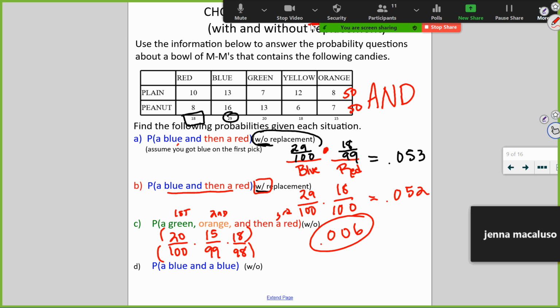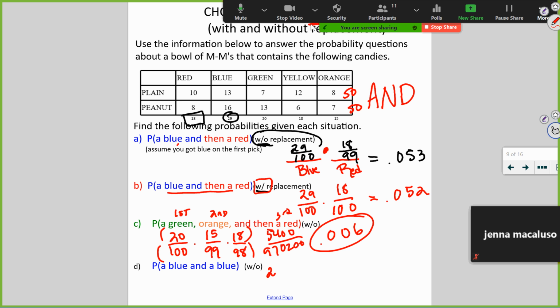So you just multiply the top and then multiply the bottom and then divide them both. Yeah. So 20 times 15 times 18 is 5,400. 100 times 98 times 99 is 970,200. And then you just divide them and you get 0.006. Okay, thank you. Alright, so the only difference from the last one is that they're both the same, right?